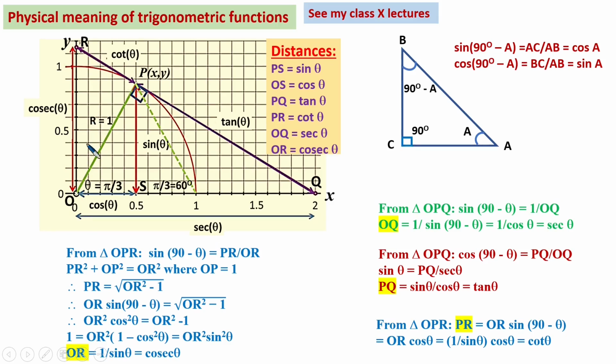So now we have to do a little bit of algebra. I use the Pythagoras theorem. This angle is 90 degrees. So OP square plus PR square is the hypotenuse square, OR square. Here OP I have taken as unit 1, because I have taken unit radius. So your PR will be the square root of OR square minus 1. Now I can substitute this PR here and take the OR this side. I can write OR is sine 90 minus theta, that is equal to square root of.